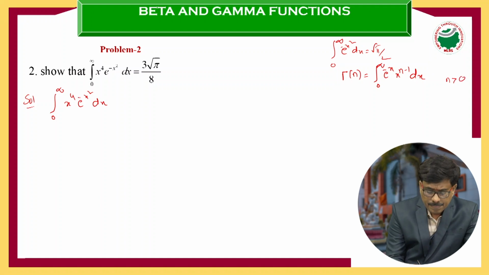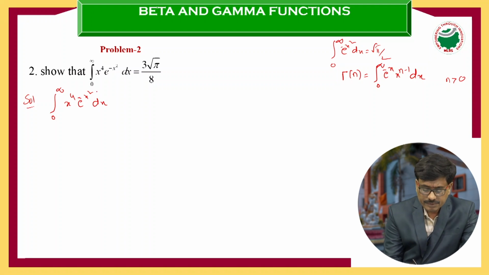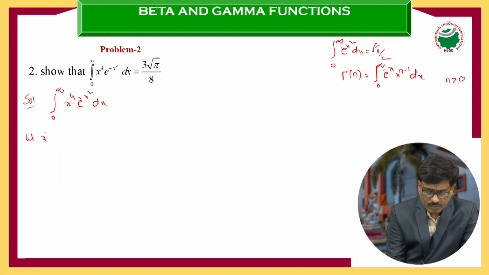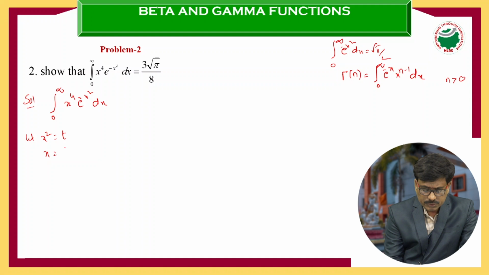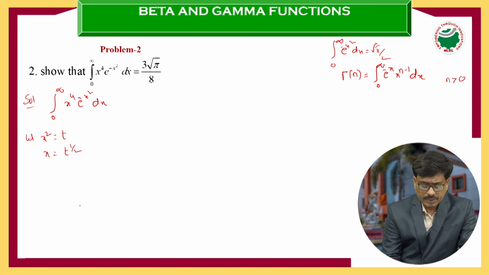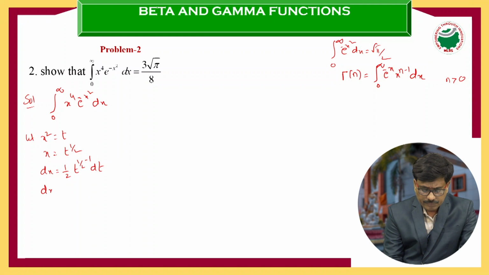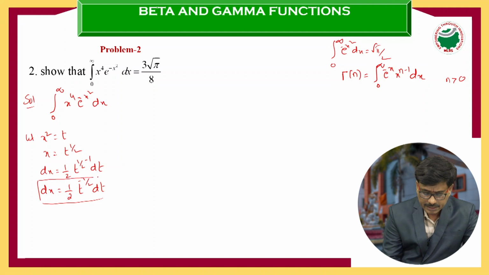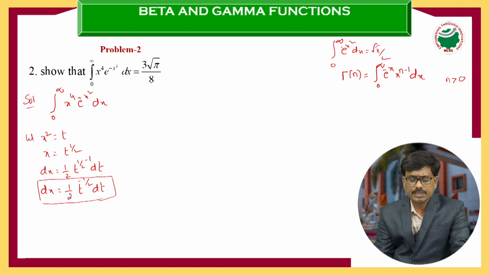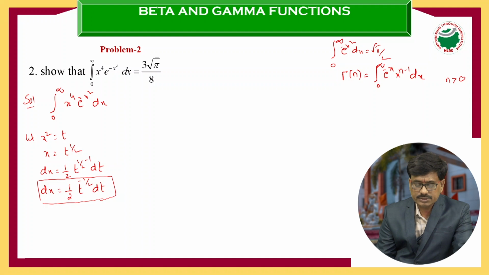Here we need to convert the x square function wherever x square is there. Let x square equal to t. What happens? x is equal to t power 1 by 2. What is the derivative of this function? dx equal to 1 by 2 t power 1 by 2 minus 1 into dt. Therefore, dx is equal to 1 by 2 t power minus 1 by 2 into dt. Wherever dx is there, I can substitute 1 by 2 into t power minus 1 by 2 into dt.